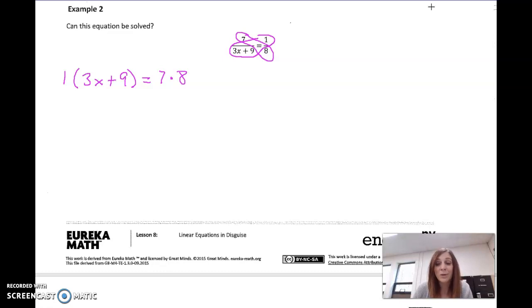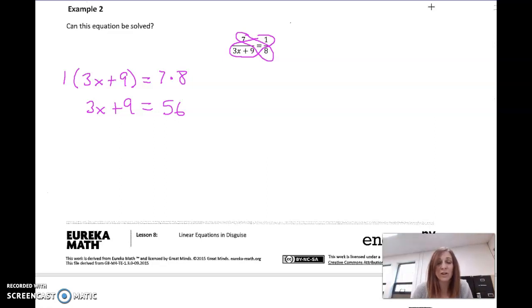No. Okay, 1 times anything stays the same. And you could do 7 times 8. You don't have to write 7 times 8. You could say 7 times 8 is 56. And notice right here, this side is simplified, this side is simplified. And in fact, do we have x's on both sides? Nope, only on one. Now you can go right to solving. So something that looks complicated can actually be a fairly easy equation to solve.